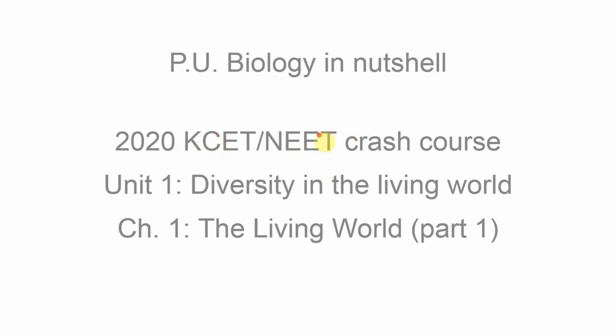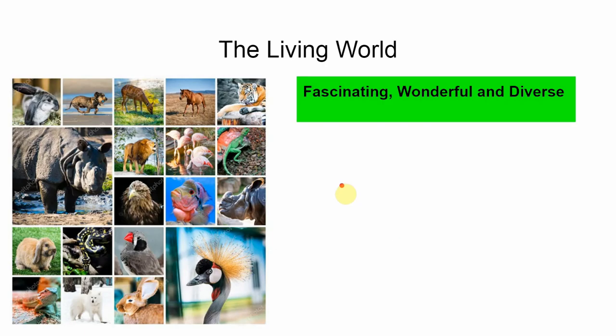So today we'll be beginning with a chapter from the first year, that is Unit 1, the diversity in the living world, and in that, Chapter 1 called the living world. What comes to our mind when we hear the phrase living world? Different types of organisms ranging from microorganisms to macroorganisms, that is plants and animals. That's what comes to our mind.